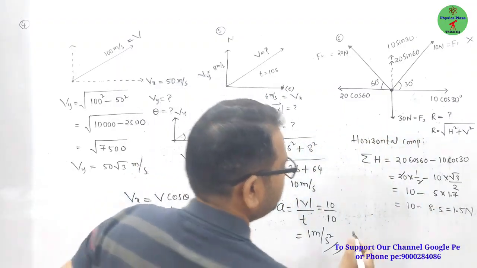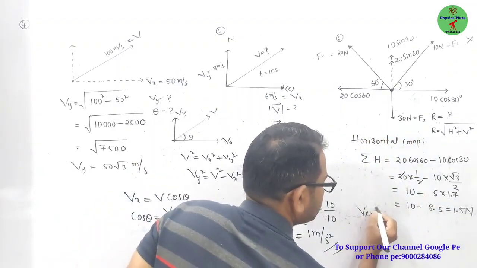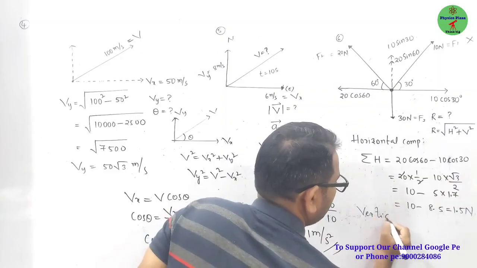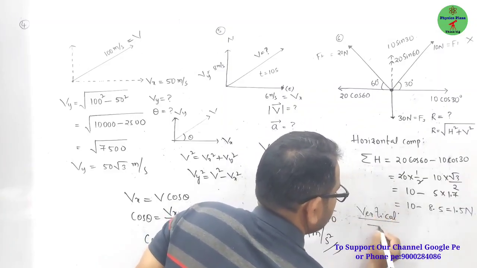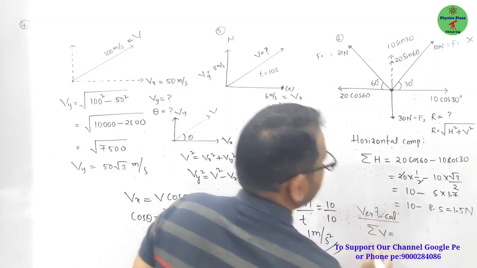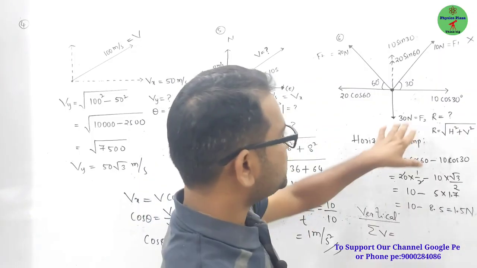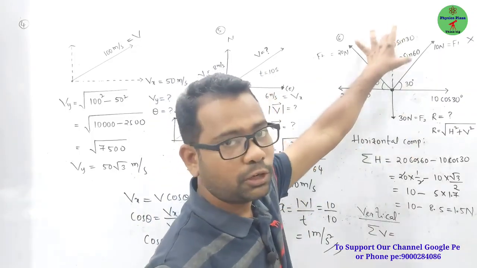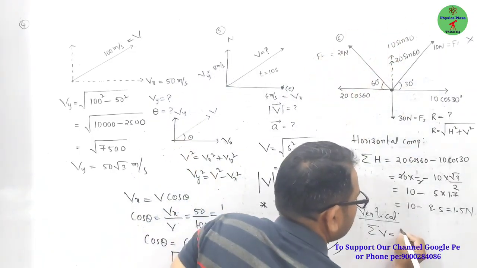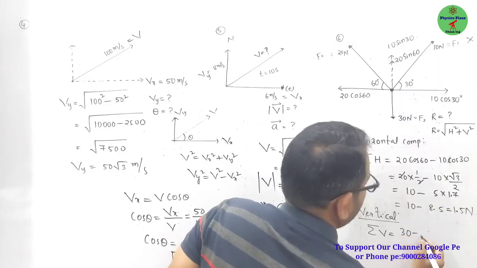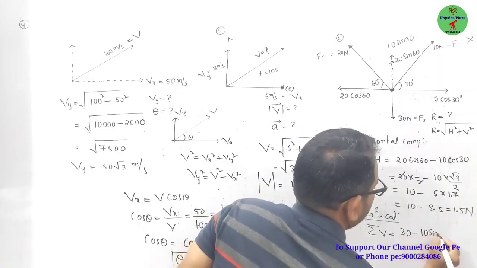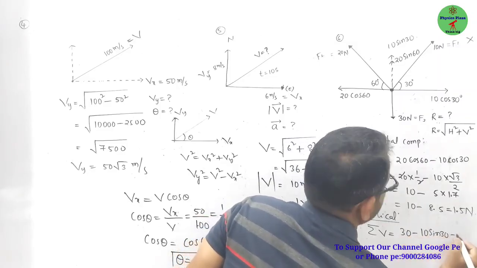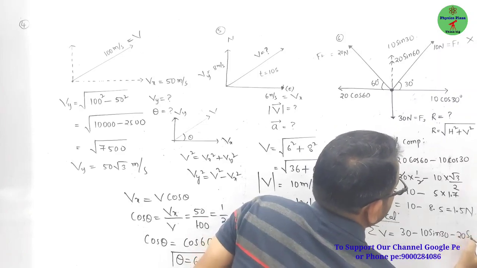Clear? Fine. Now children, vertical components. Now let us take it along the vertical. So summation of V is equal to, yeah. Now if you can see, obviously 30 is more than that of this. Again, don't get confused. So here I can do 30 minus 10 sine 30 minus 20 sine 60.